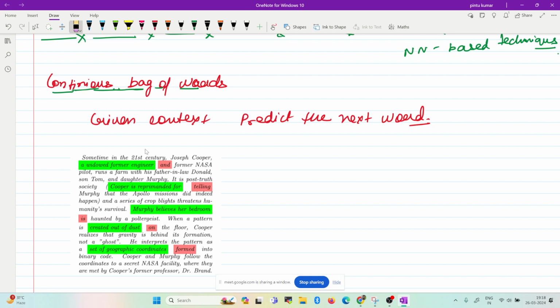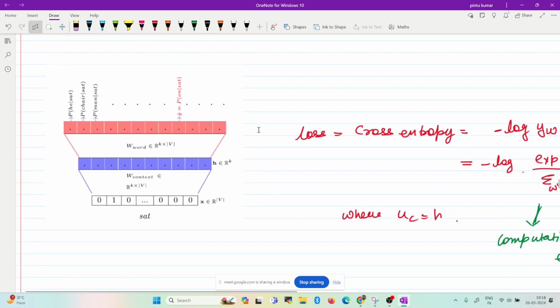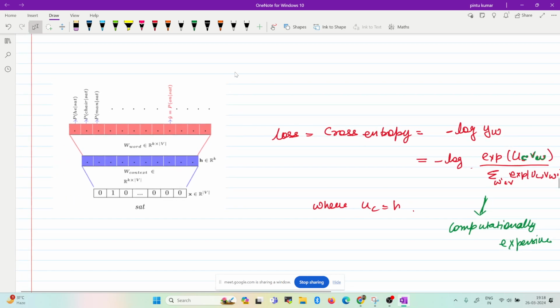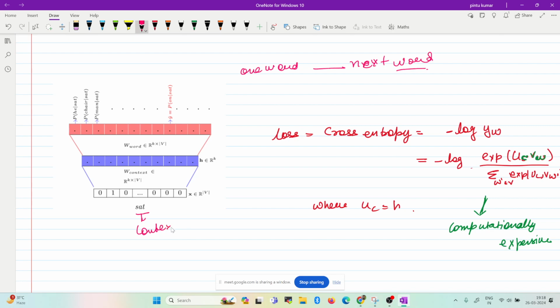So what is the idea behind it? You would be given some context, the words before, and you have to predict the next word. This is the task. This is an example where you have only one word and you have to predict the next word. You are given the context, that is, the words around the word that you want to predict, and the next word is your original word.